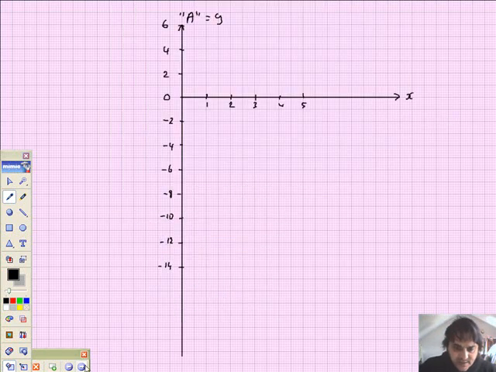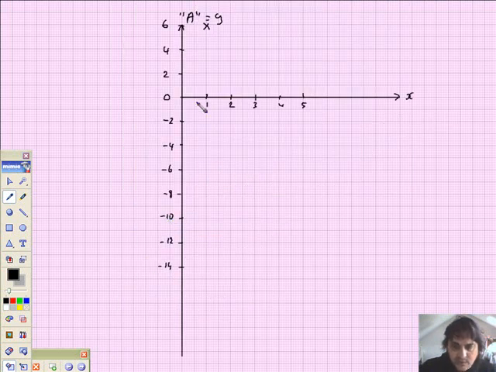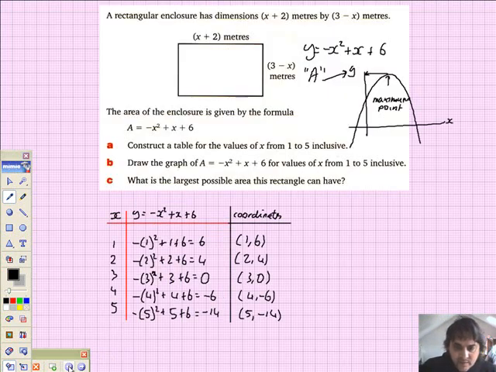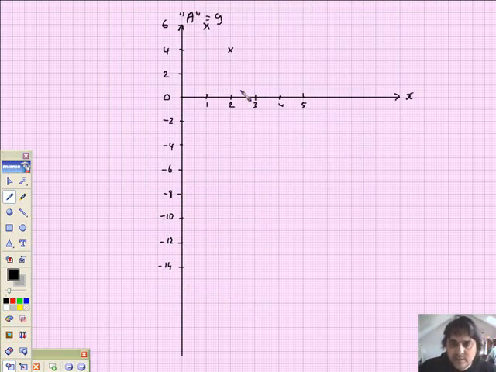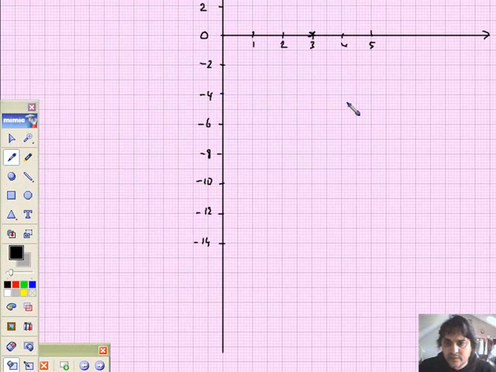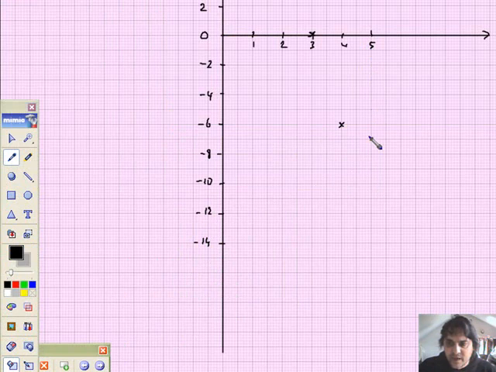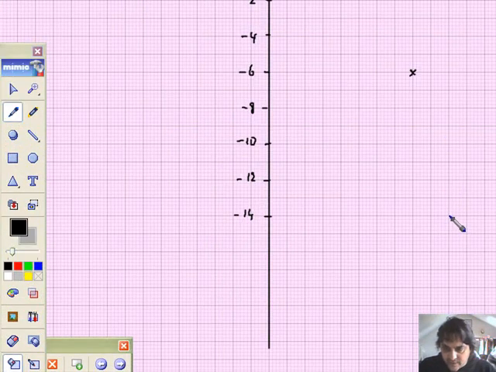Right, plot 1, 6. Here we go. 1, 6 is there. Then I'm going to plot 2, 4. 2, 4 is there. Then we're going to plot 3, 0. 3, 0 is there. Then we're going to plot 4, minus 6. 4, minus 6 is here, and then we have to do 5, minus 14. So 5, minus 14 is that one there.